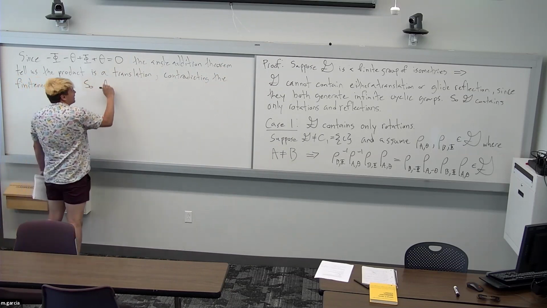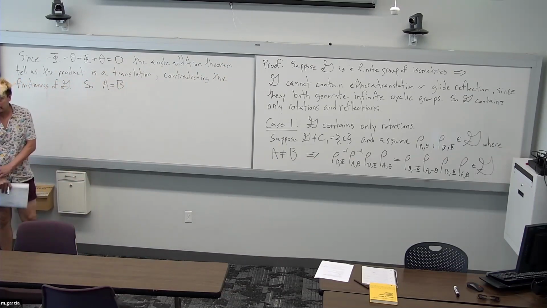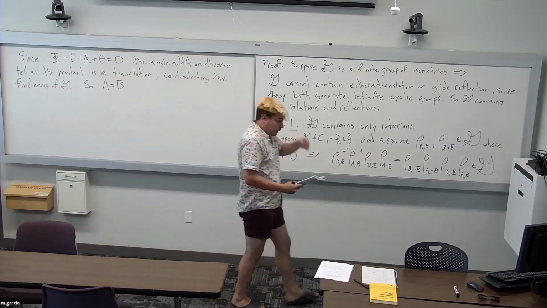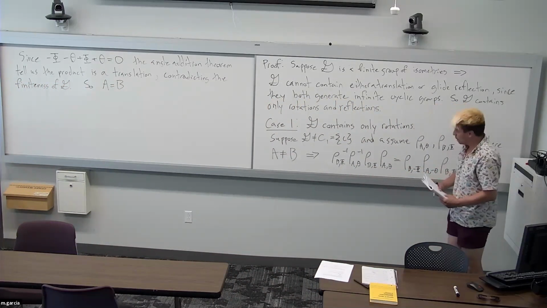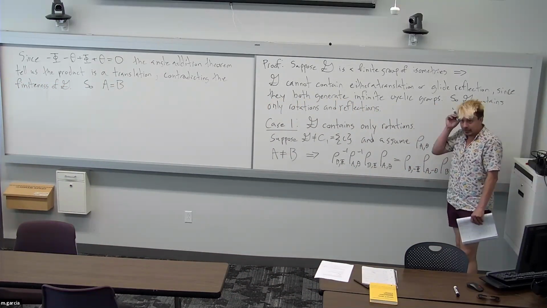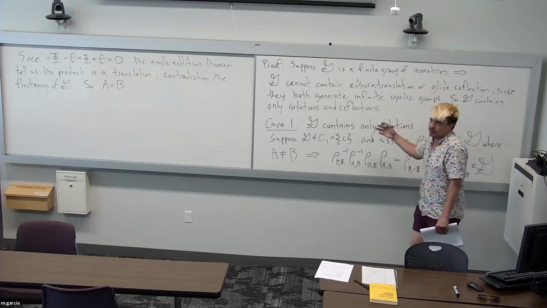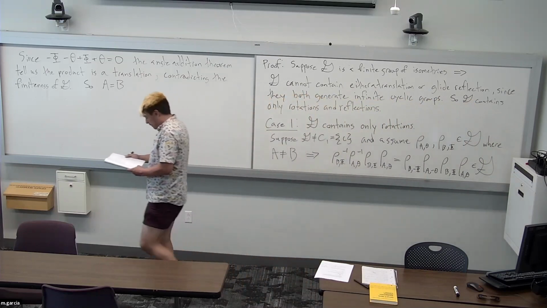So in fact, A was equal to B, after all. Okay? So, only containing rotations, only about one point. What we've shown so far is that if we contain only rotations, it can only be rotations around a single point.